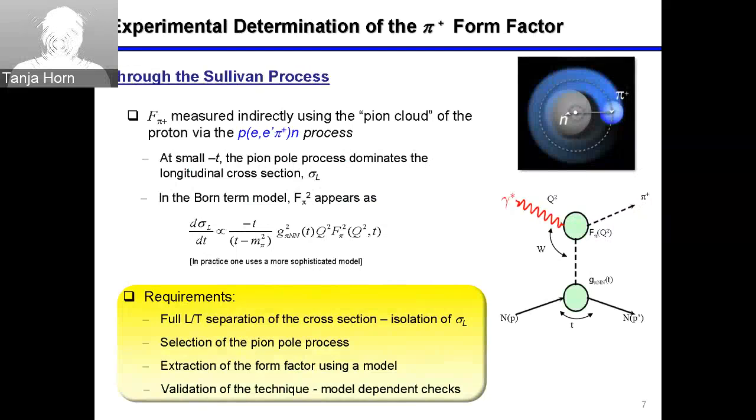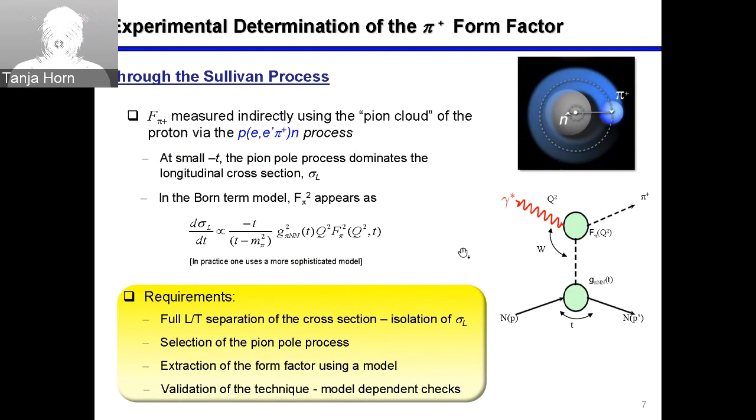Just as a very brief review, how we actually measure this form factor, we use a process called the Sullivan process. It's essentially saying that we scatter from a virtual pion cloud of the proton that's illustrated on this top picture here. So the central dot would be the proton. You scatter off it, so you kick out a pi plus, or a pion that you actually don't measure, and the neutron is the recoiling particle. So this is also, of course, illustrated in this diagram below.